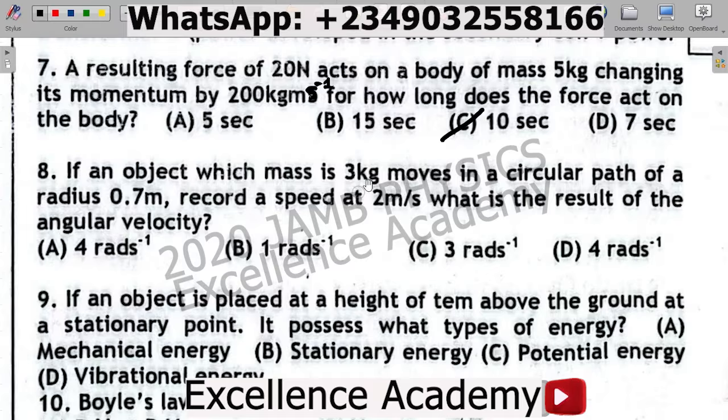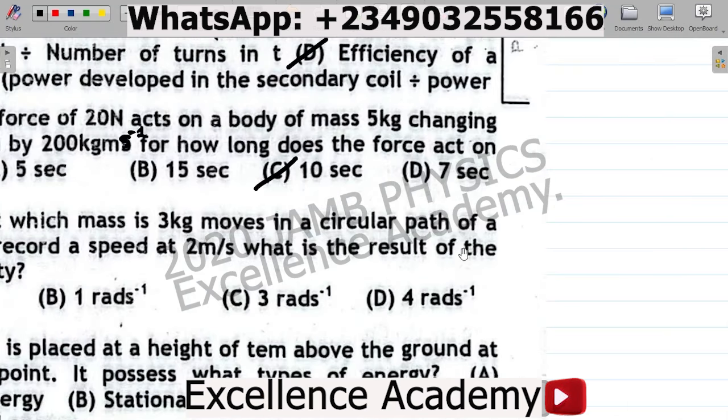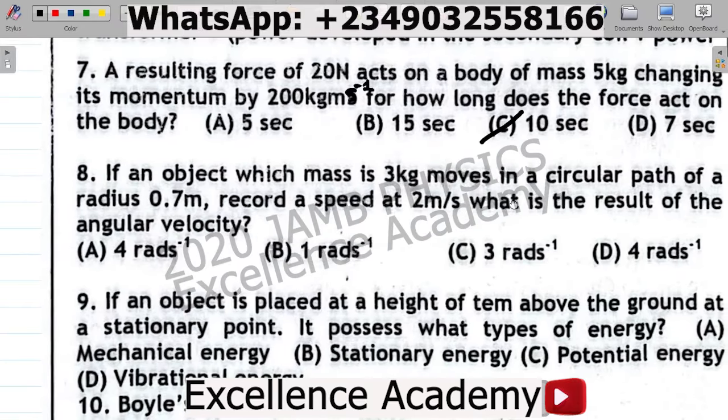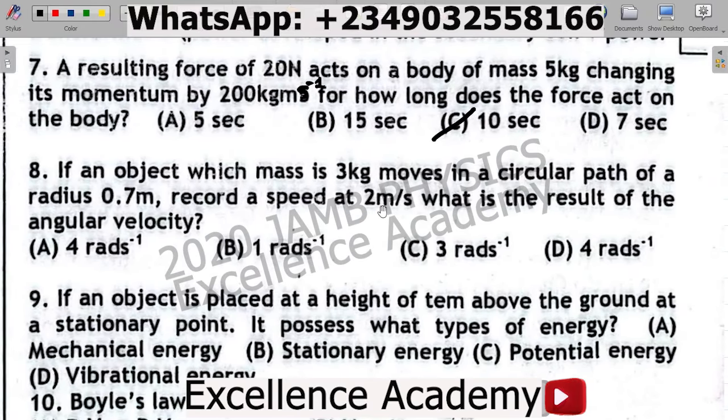In this question, you're given mass, you're also given radius, and you're given speed. Since you're given speed at 2 meter per second, you're asked to find the angular velocity. How do you correlate angular velocity with speed? This speed you're given is your normal speed or linear velocity. For question number 8, you want to note that the linear velocity v is equal to the angular velocity times radius. Your v, which is the normal speed, is given here as 2.